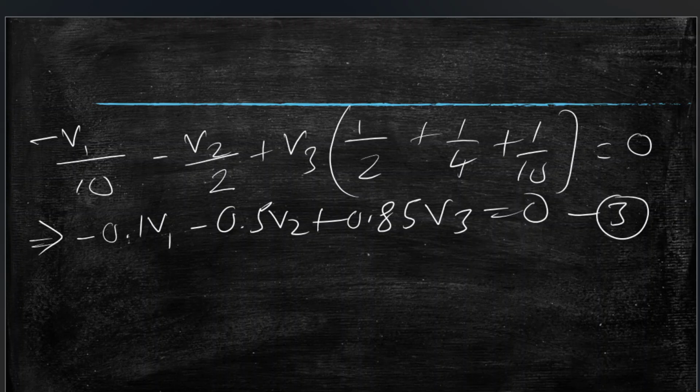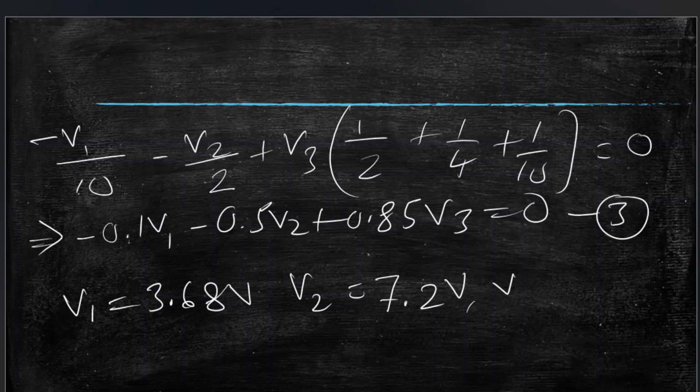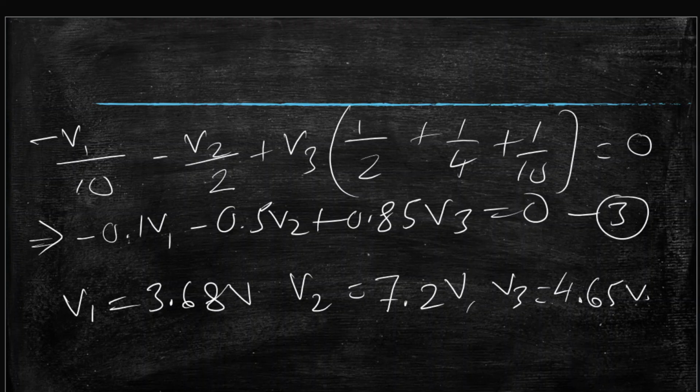Let's plug them in the calculator. So we get V1 is equal to 3.68 volts, V2 is equal to 7.2 volts, and V3 is equal to 4.65 volts. Okay, so that's all for nodal analysis, not mesh.